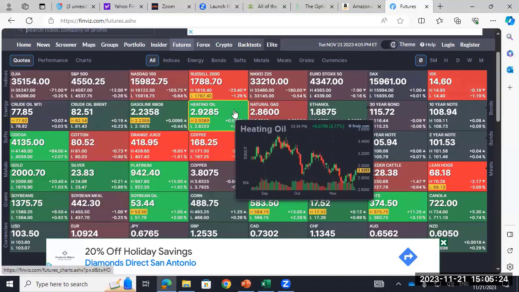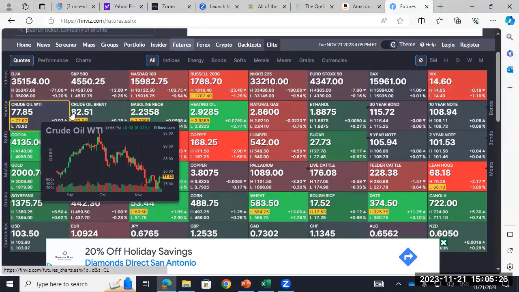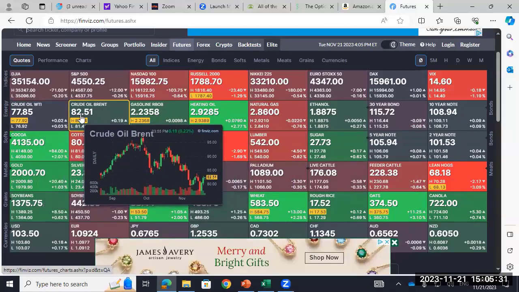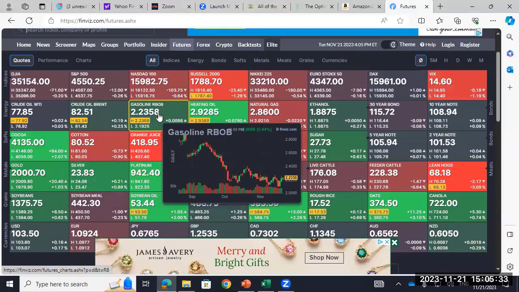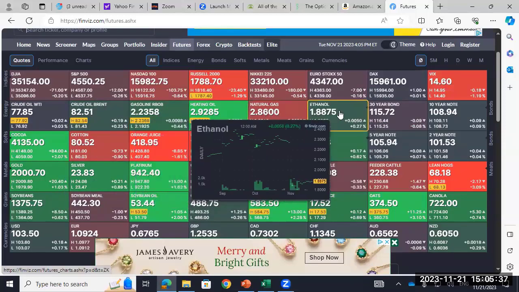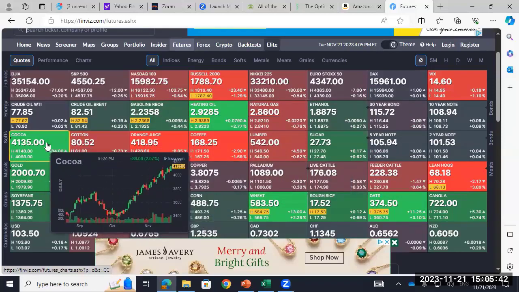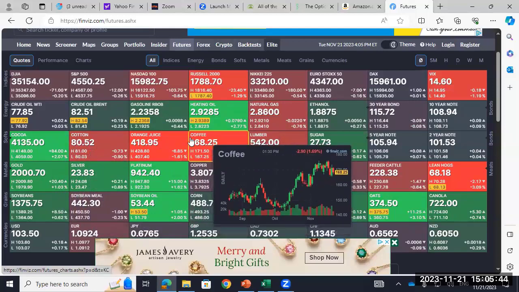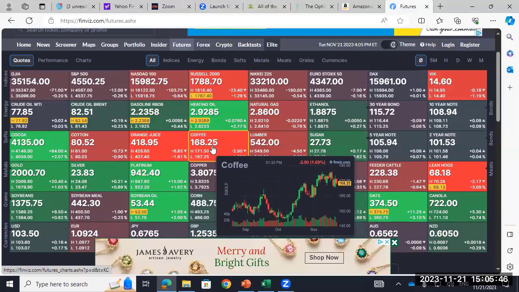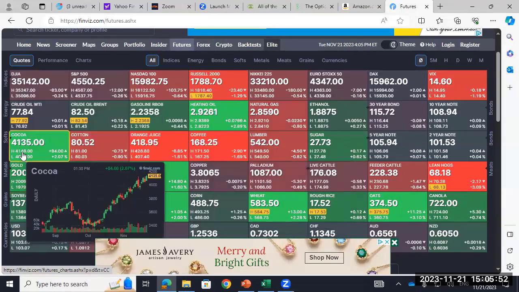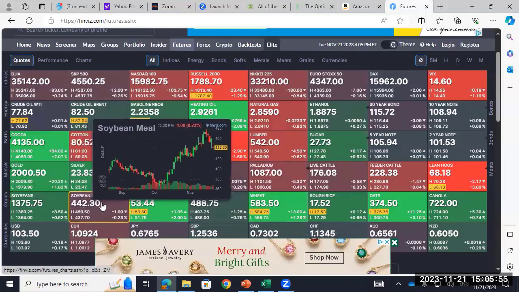You have options on energy, oil. You've got Brent, and you have WTI. Look how different those prices are. That's pretty amazing. You have futures on gasoline, heating oil, natural gas, ethanol. You have futures on agriculture: cocoa, cotton, orange juice, coffee, which is the one I follow. Coffee's been doing some strange things recently. Lumber, we talked about lumber earlier. Sugar. You have soybeans.